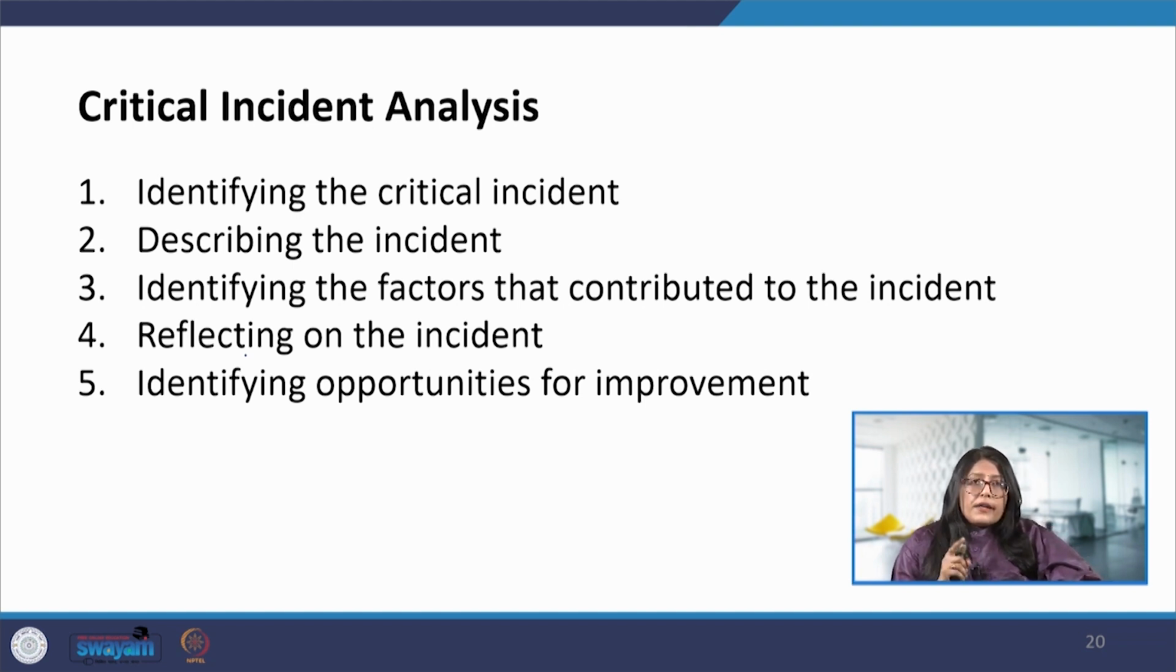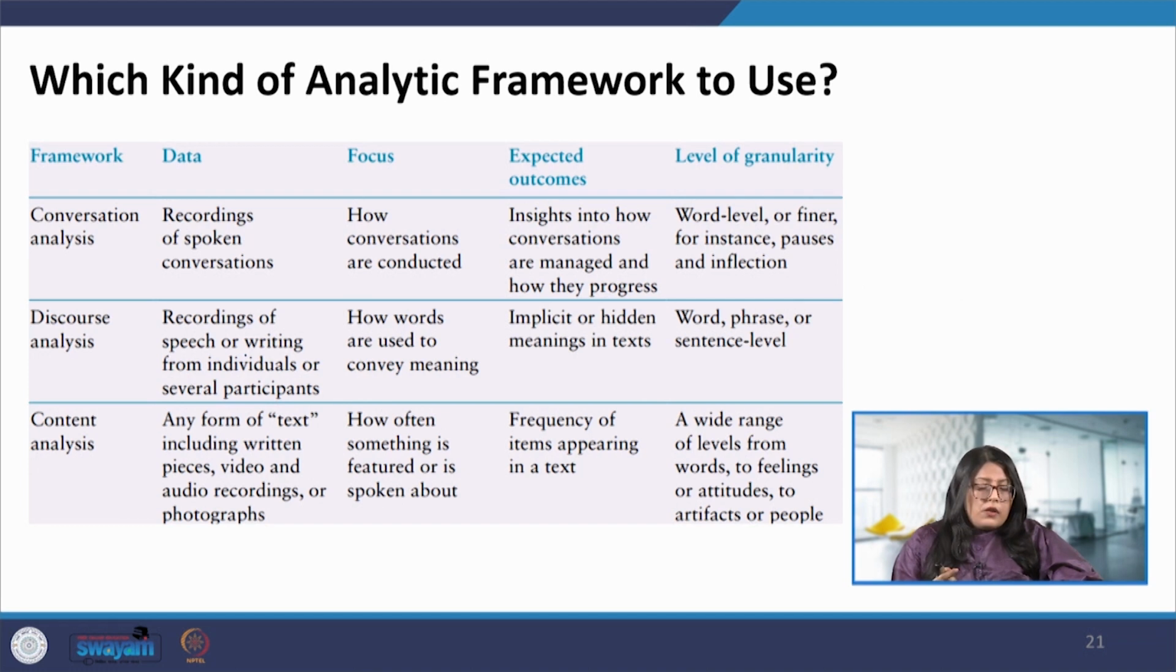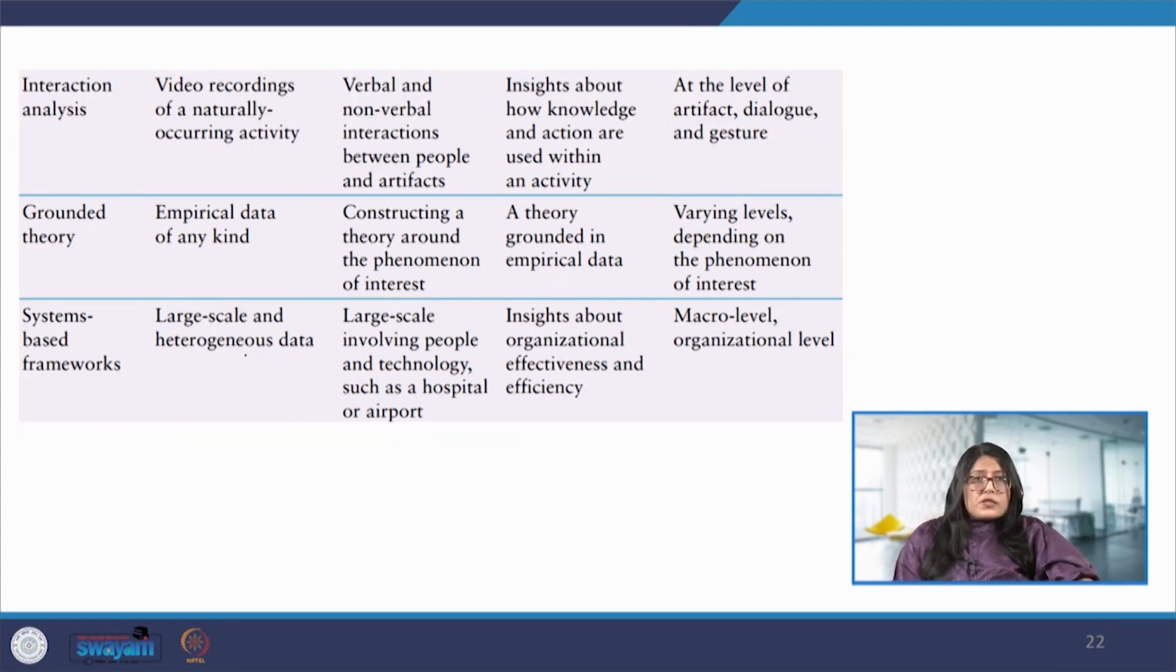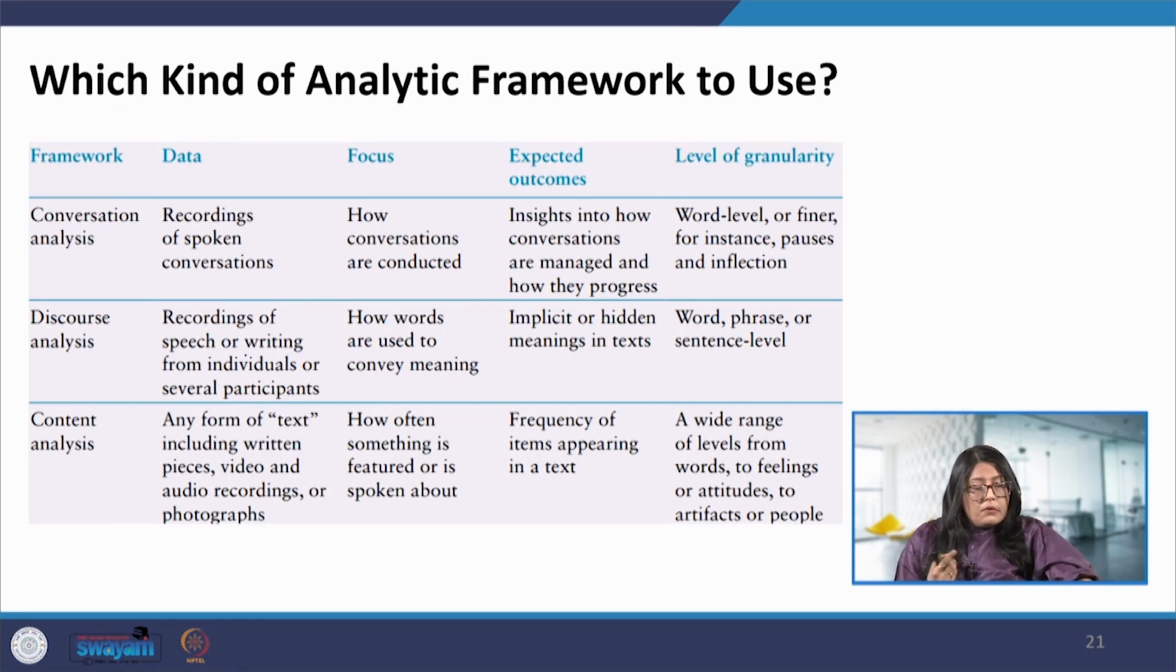So, critical incident analysis is used in areas of healthcare, social work, and other fields where CIA can have serious consequences. There are several types of analytical frameworks, which help in analyzing and interpreting the data from a qualitative study. Here there are 6 different approaches which are mentioned in terms of the level of their granularity, which is basically the detail that is involved.